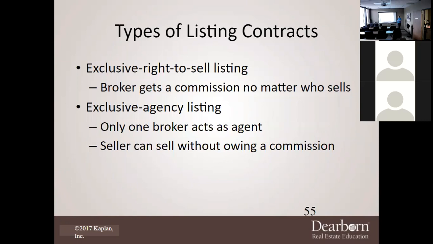Now, we talked about this a little in some other classes, but with an exclusive right to sell, the broker is going to get paid no matter who sells the property. So, Mr. Eugene, if you happen to find Stefan on your own, and you tell him you're selling your property and Stefan says, yeah, I'll buy your property in cash, well, if you've already signed an exclusive right to sell with Travis, even though you brought your own buyer, you still owe Travis or his broker a fee.